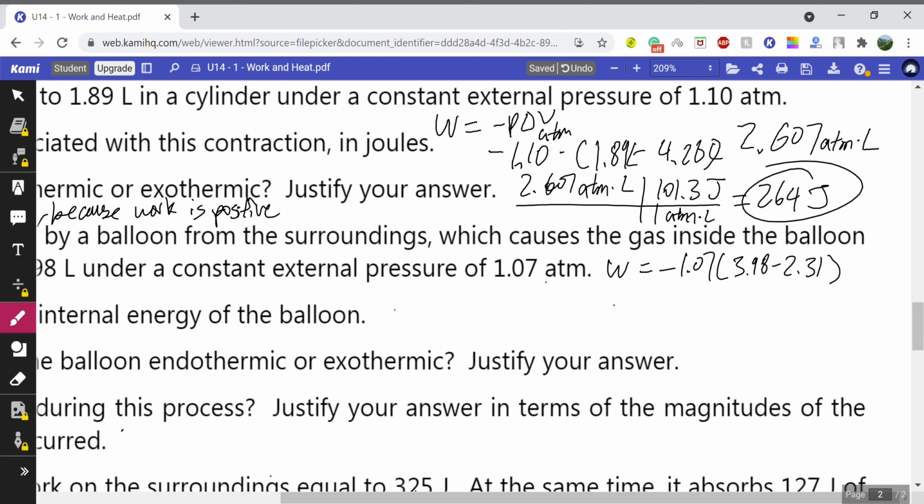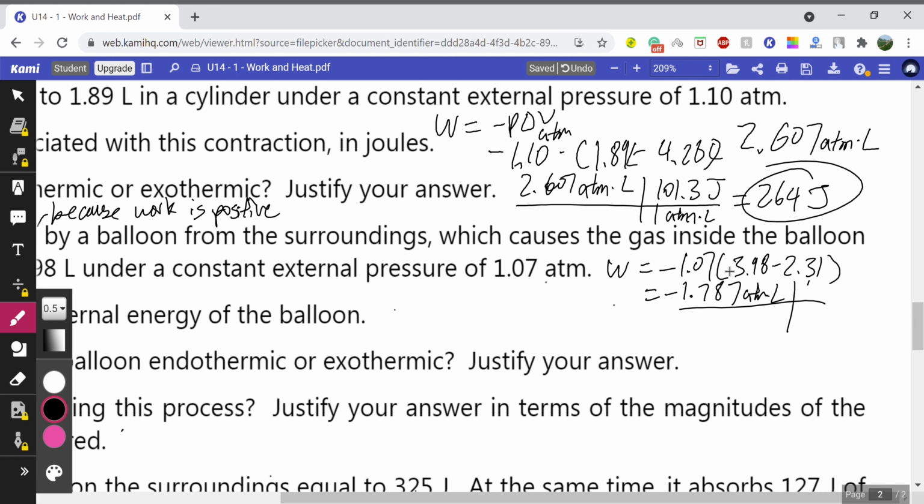Alright, now we grab our calculator and do negative 1.07 times 3.98 minus 2.31, and we get negative 1.787. And then this is in atmospheres times liters, so we also have to multiply it by 101.3 to get to joules. And we get negative 181 joules.